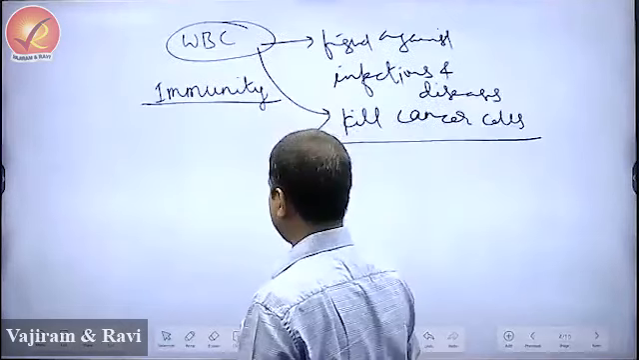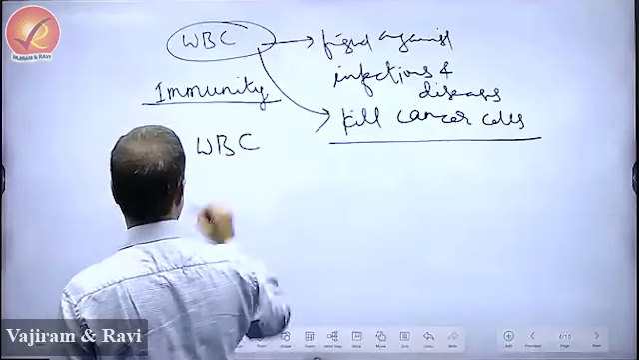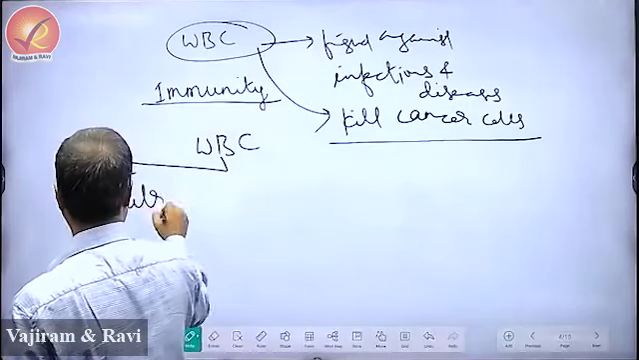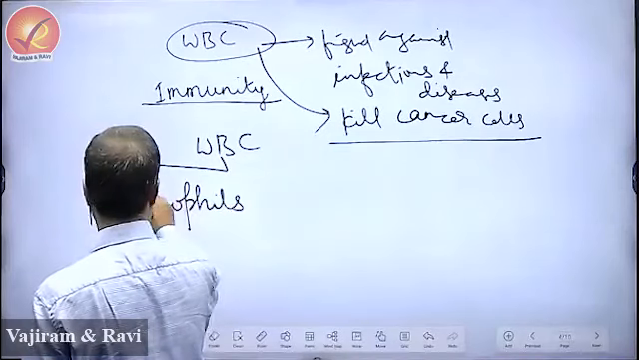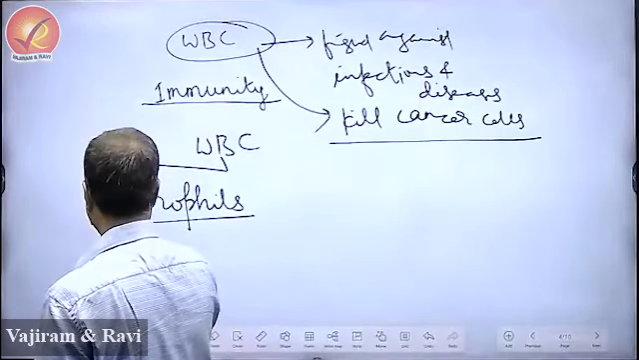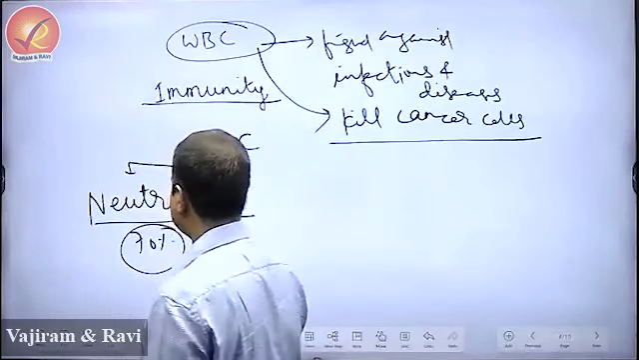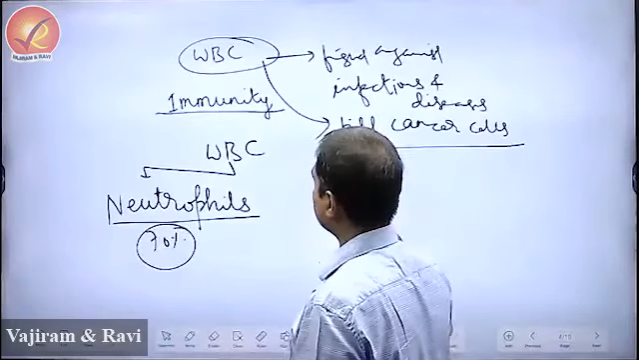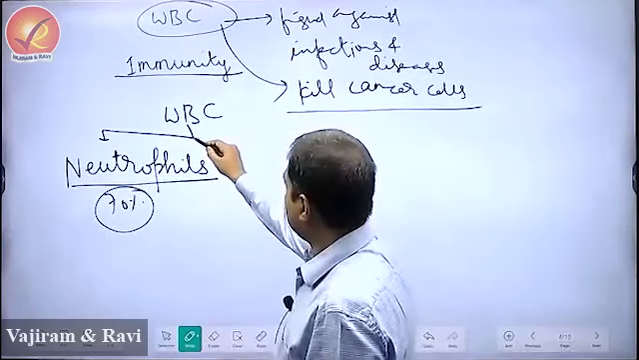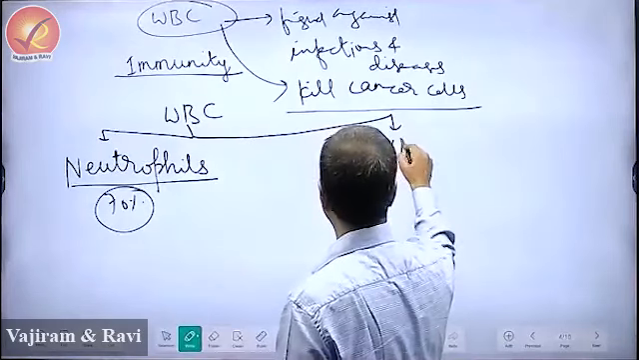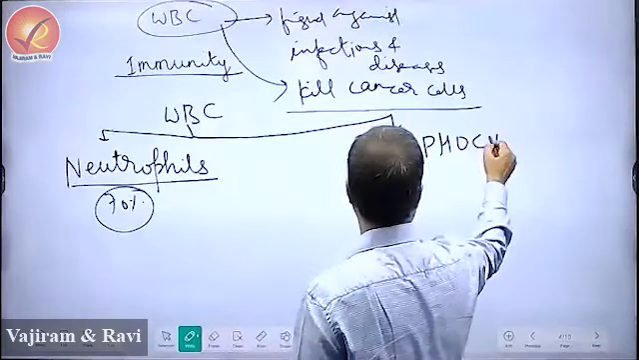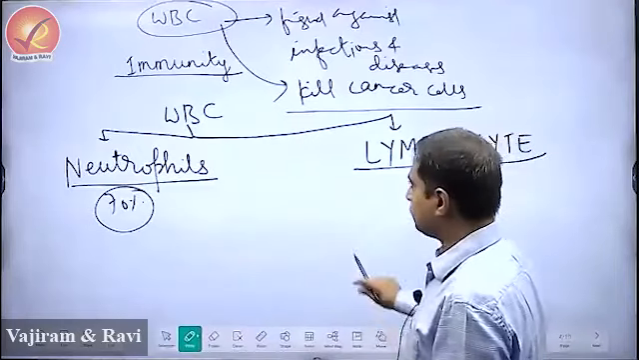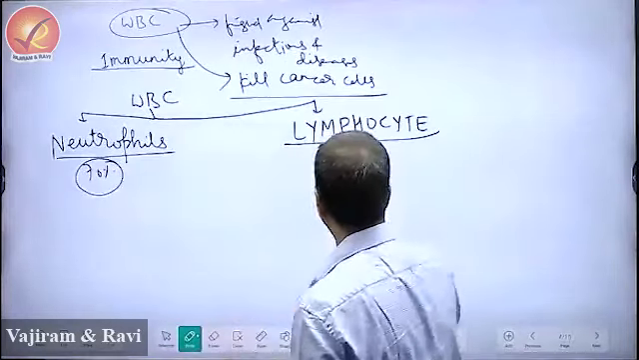Now, WBC are of different types. For example, the most abundant type are the neutrophils. About 70% of the different types of white blood cells are the neutrophils. Another important type we'll focus on are the lymphocytes. These are highly specialized white blood cells which are very important from the exam point of view.